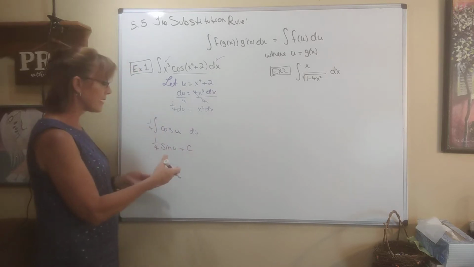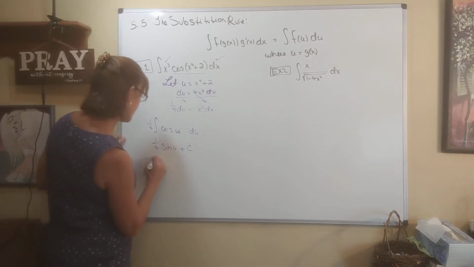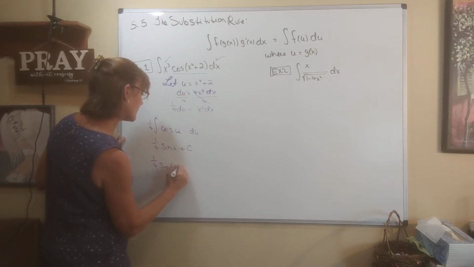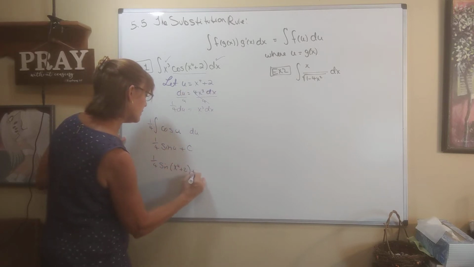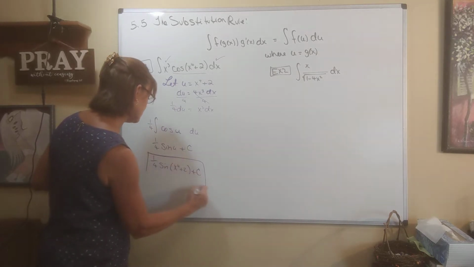Now we rewrite everything in terms of the original variable, which was x. So our final answer is going to be 1/4 the sine of x to the fourth plus 2 plus some constant. So this is our answer for this one.